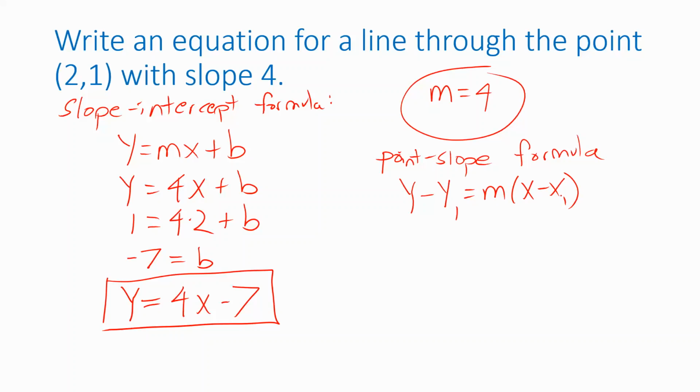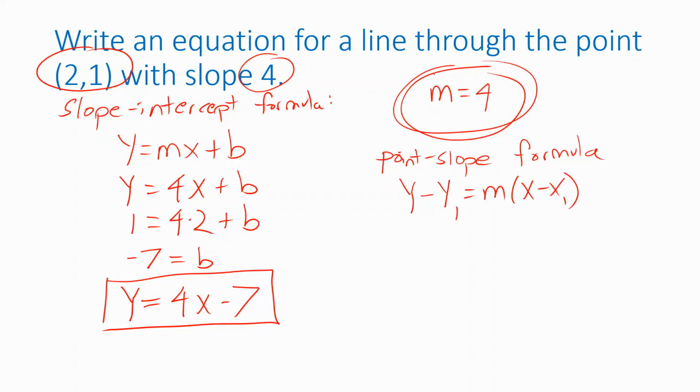And the nice thing about this formula is you don't have to think of it in two steps anymore, where you plug in the m and then solve for b separately. Instead, you get to just plug in everything right away. So in order to use this formula, you need to have a point, which we do, and you need to have a slope, which we do.